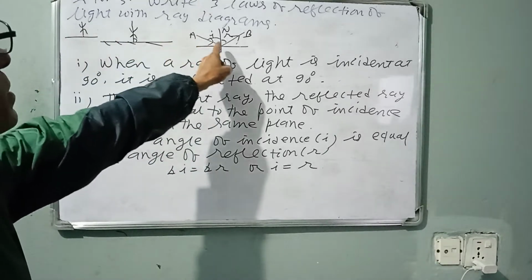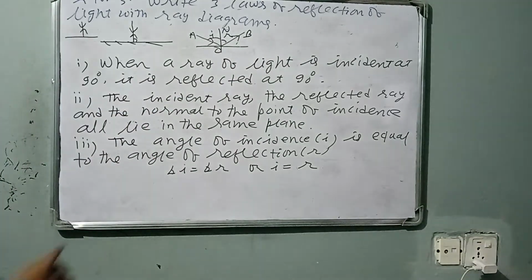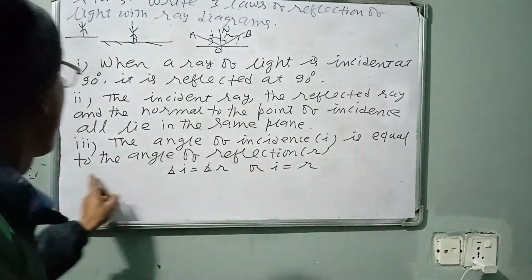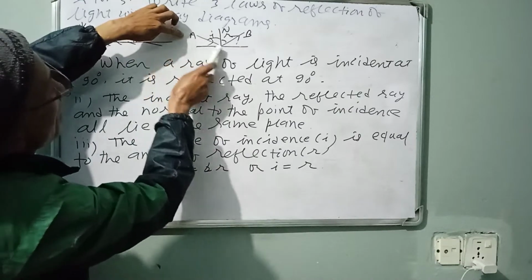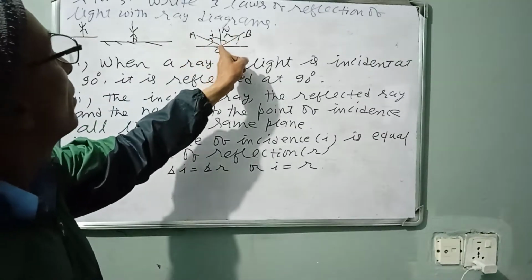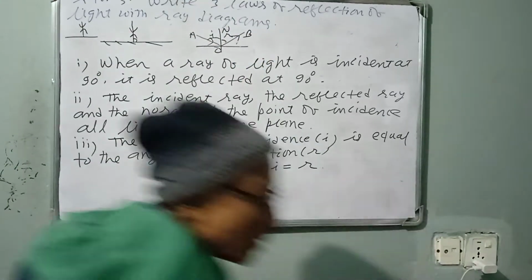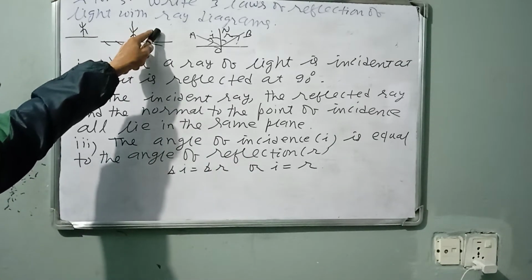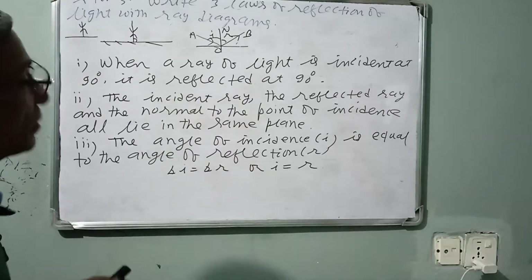Second law, the incident ray, the reflected ray and the normal all lie in the same plane. Number 3, the angle of incidence I is equal to the angle of reflection R. The angle made by the incident ray with the normal is equal to the angle made by the reflected ray with the normal. These 2 angles are always equal in case of regular reflection, but in case of irregular reflection the angles are not equal.